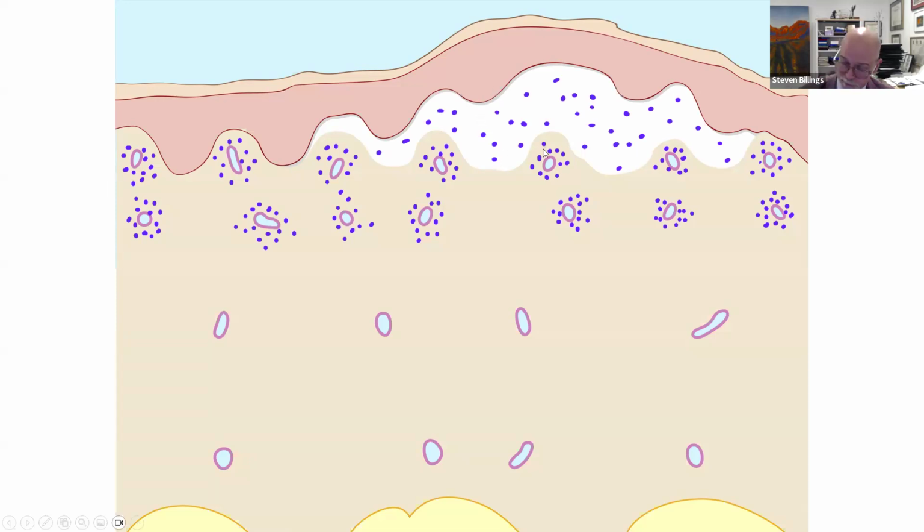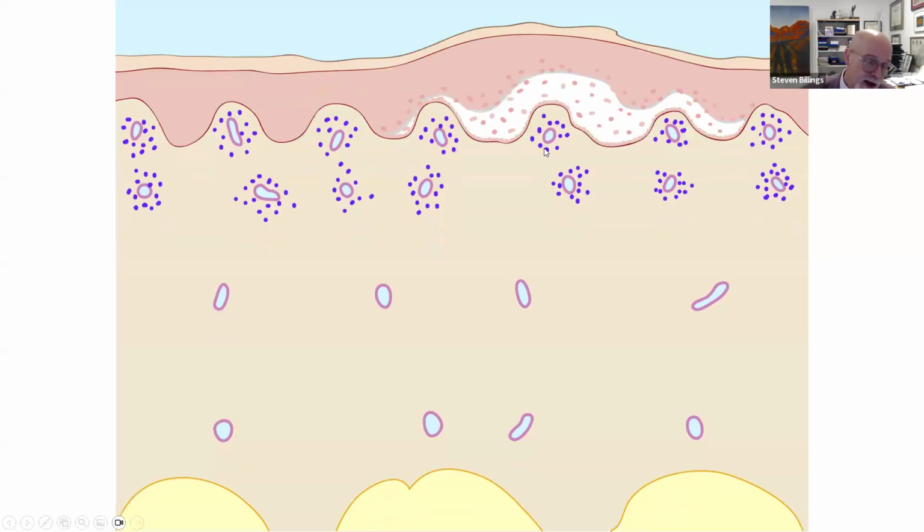underlying dermis. Or you can have an intraepidermal blister or acantholytic type blister, in which you see the desmosomal attachments of the keratinocytes fall apart, but the basal layer of the epidermis is still attached to the underlying dermis.